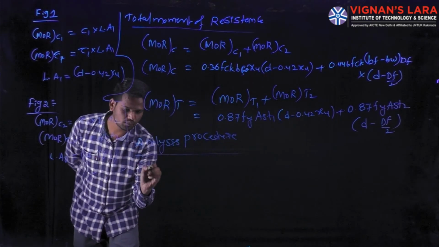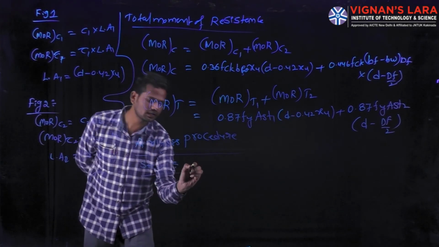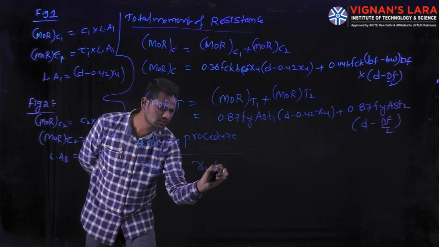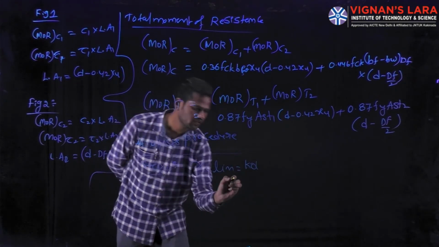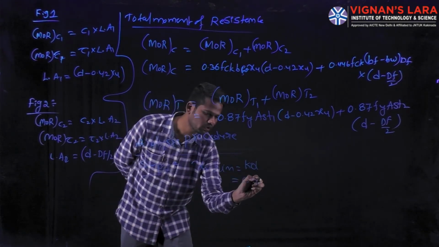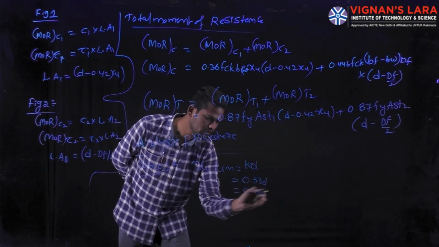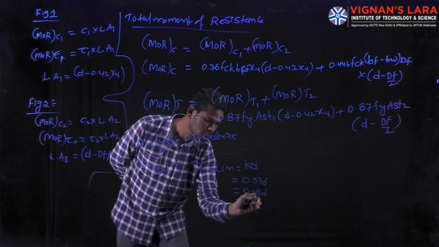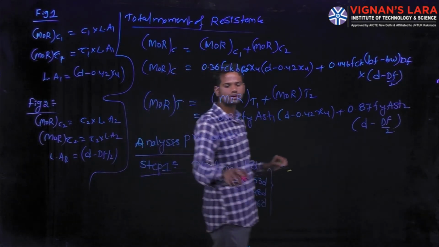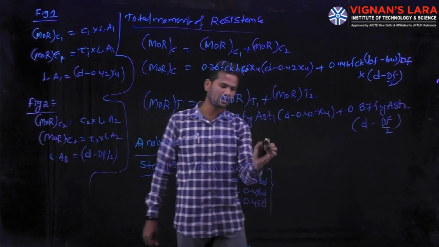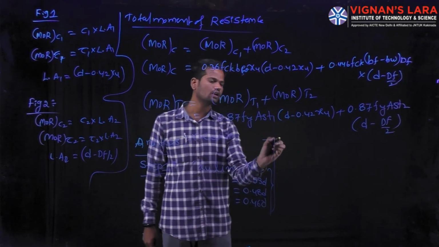Step 1, we are calculating the limiting depth of the neutral axis, or Xu limit. That Xu limit is nothing but k into D, where k is 0.53 D, 0.48 D, or 0.46 D, based on the grade of the steel. The neutral axis depth may vary. Next we have to calculate the actual depth of the neutral axis.